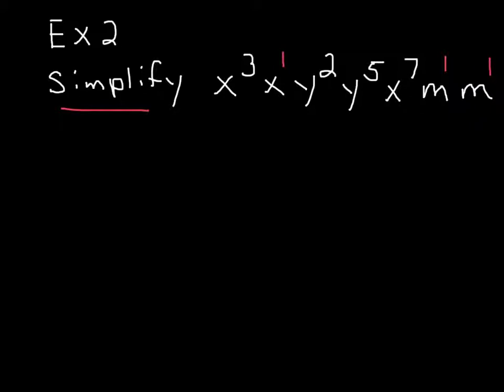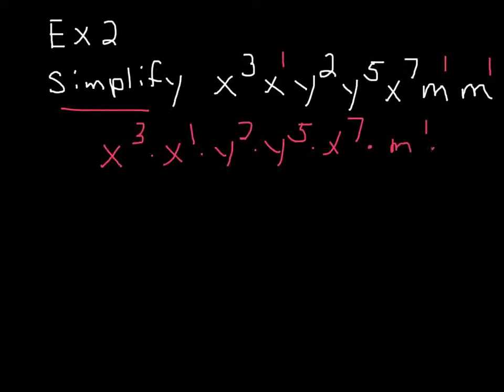Now I want to really emphasize that if I wrote this out, I'd have x cubed times x to the first times y squared times y to the 5th times x to the 7th times m to the first times m to the first. So really I have individual powers, but I don't need the raised dots because we know that it means multiplication.